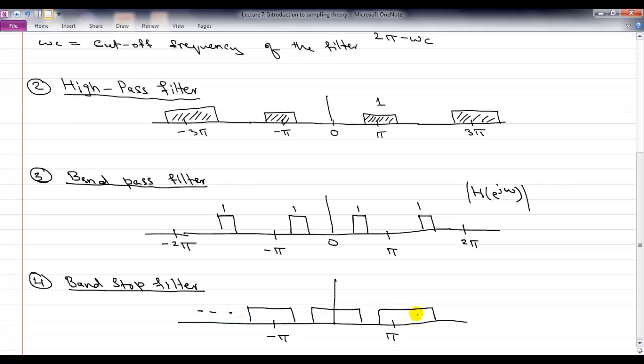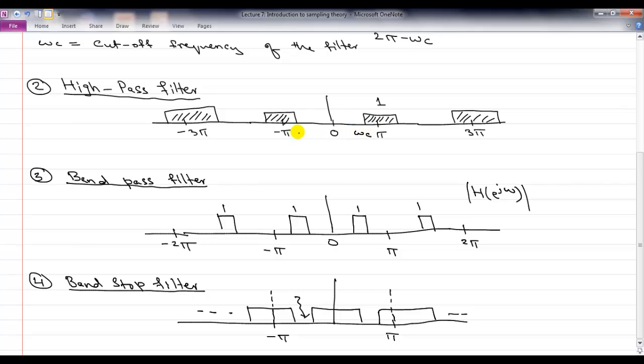And there will be periodic repetition of that. Okay, so if you think of from minus pi to pi, which are the really main range of frequencies in discrete time, it lets all the frequencies go except these frequencies between this region. Okay, so all these filters are defined.